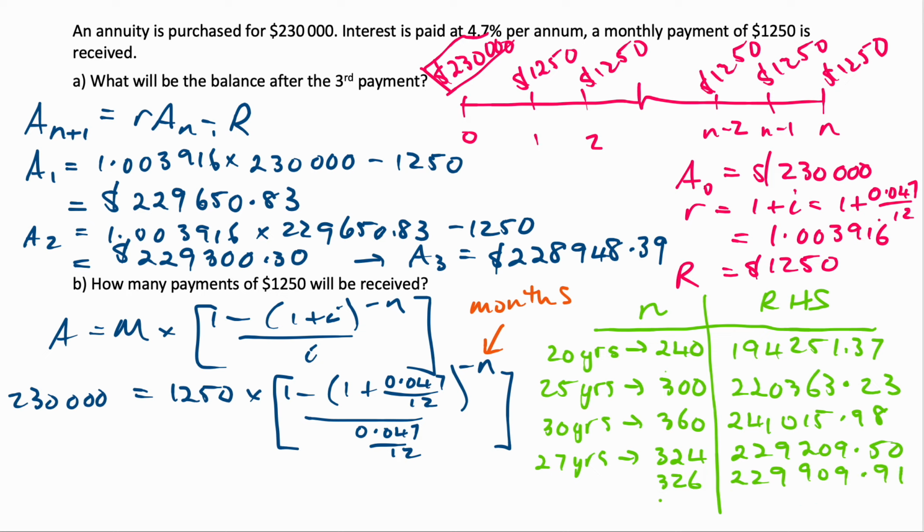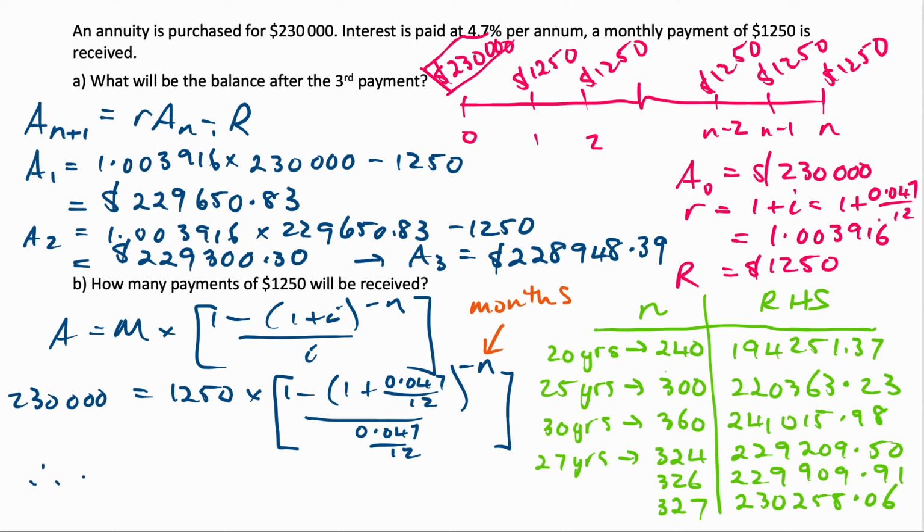So just to check that we can't sneak another payment in there, I'll go to 327. And when I put that in the calculator, for that whole right-hand side, it comes out to $230,258.06. So that tells me that I am not going to get that extra payment out. I am only going to get 326 full payments of $1,250. And the last payment just won't be that much. It'll just be a bit smaller than that.